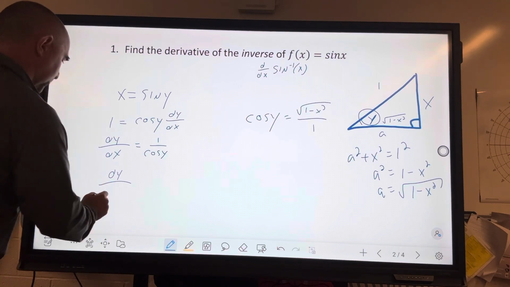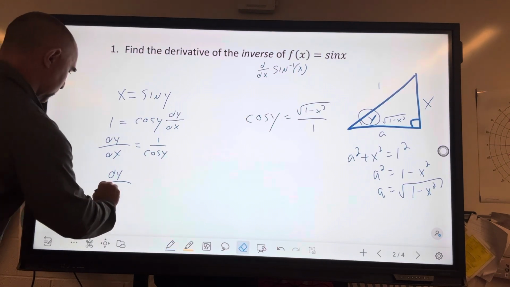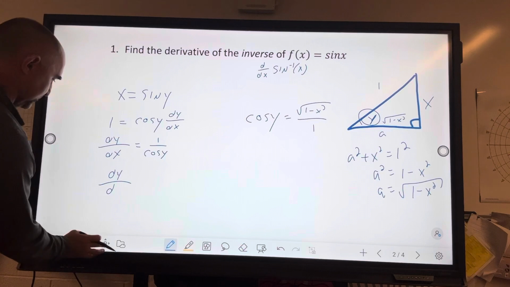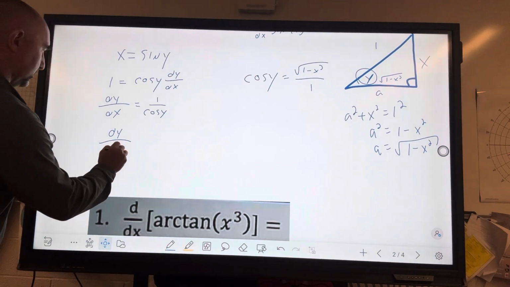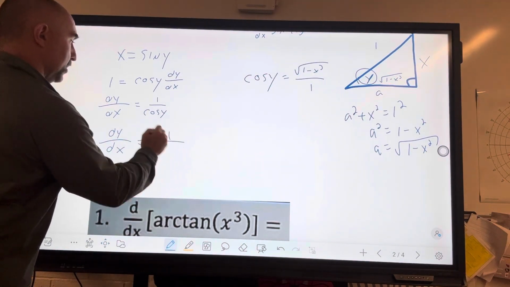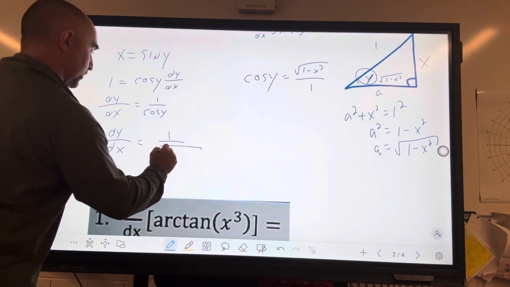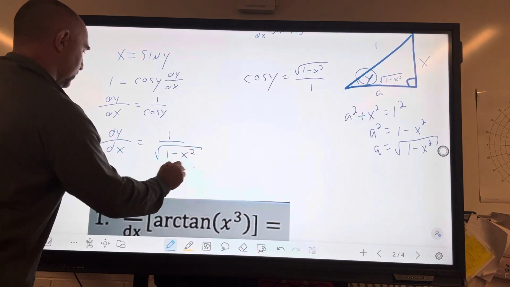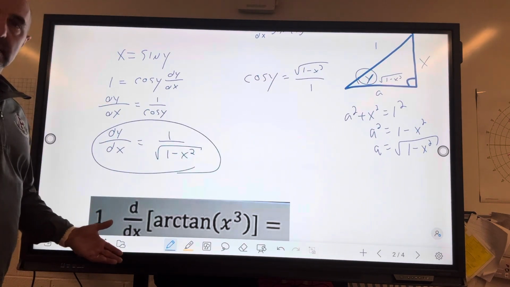And math is nothing more than substitution. dy/dx, if I can get this x, is going to equal 1 over the cosine of y, the square root of 1 minus x squared. And that's all we needed.